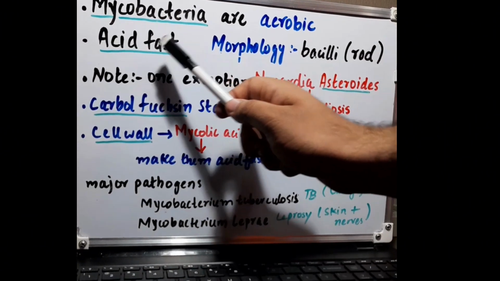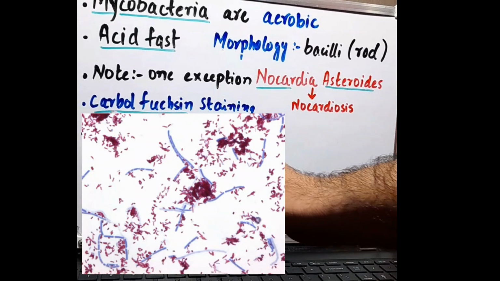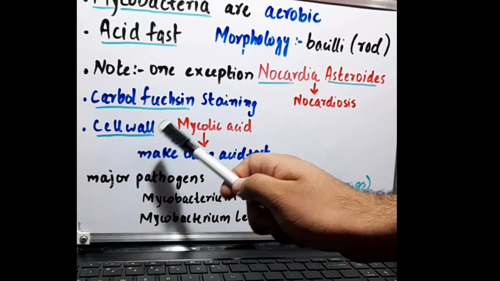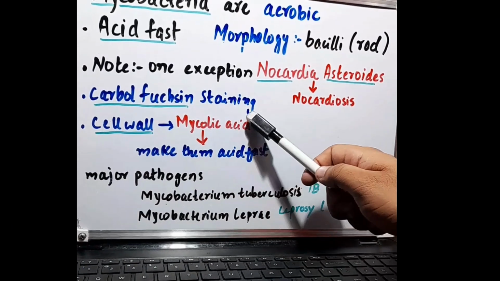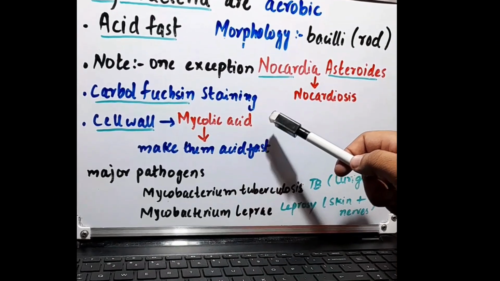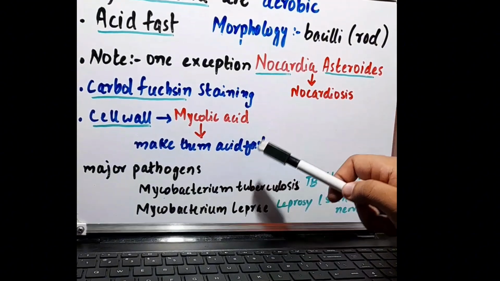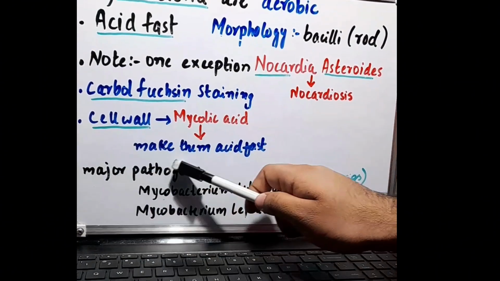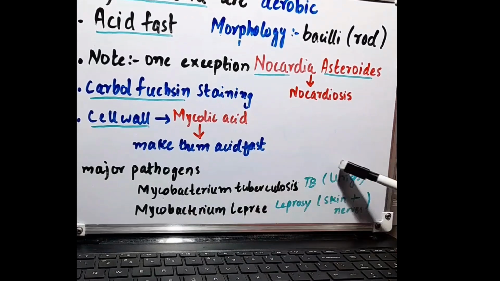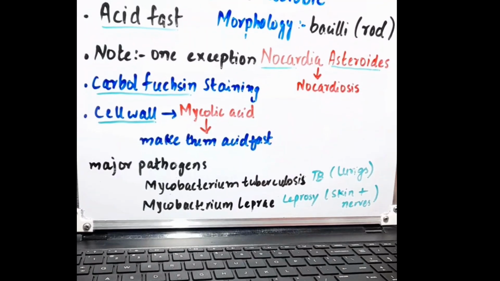So why are these acid fast? Due to two reasons. Because in their Gram staining test, they retain the carbol fuchsin staining, and in the cell wall there is a special capsule which is made up of mycolic acid, which makes them acid fast. Note that mycolic acid is made up of lipid content, 60%, which makes the cell wall thick and acid fast. The major pathogens include Mycobacterium tuberculosis and Mycobacterium leprae. Tuberculosis causes TB in the lungs, and Mycobacterium leprae causes skin infection and nerve infection.